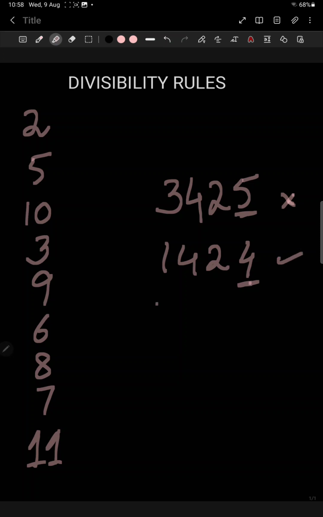For instance, the number is 25,420. The last digit is 0. The digit at the unit place is 0. So this number will be divisible by 2.